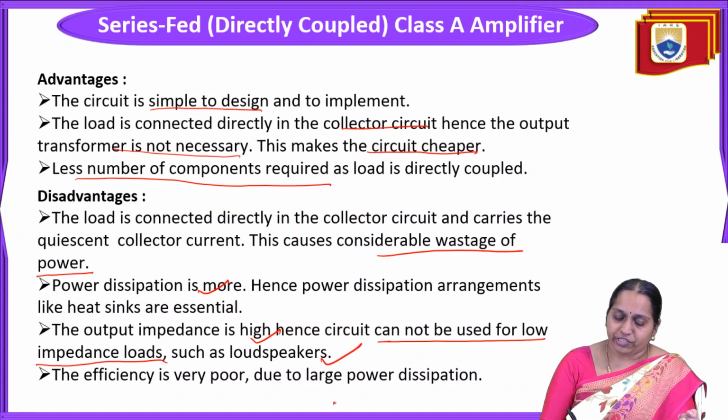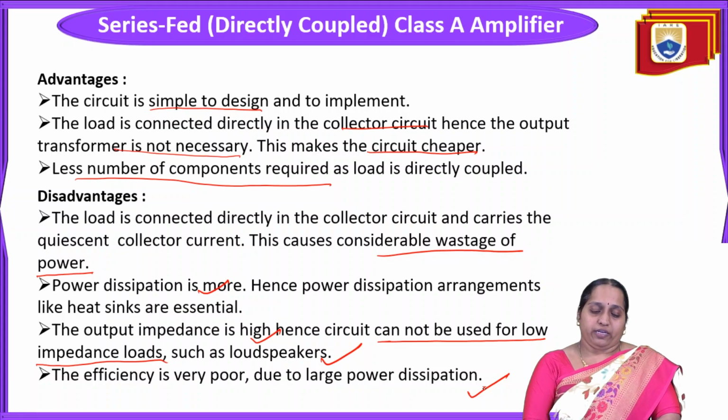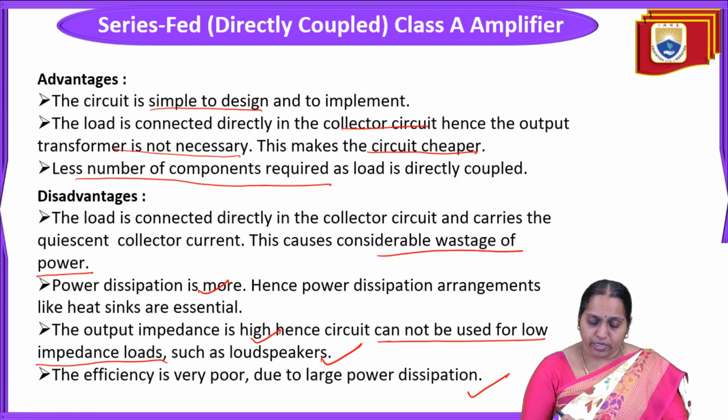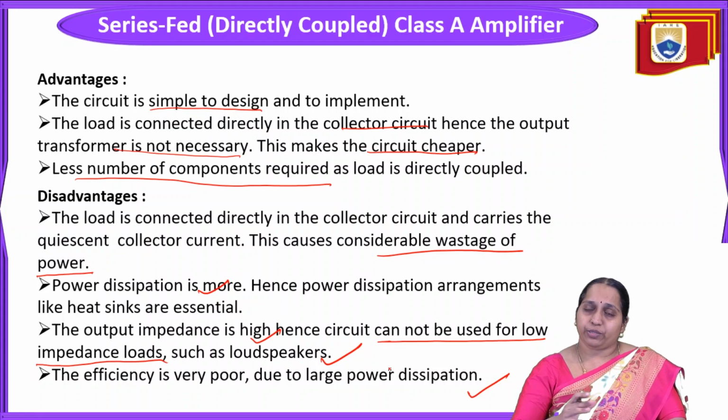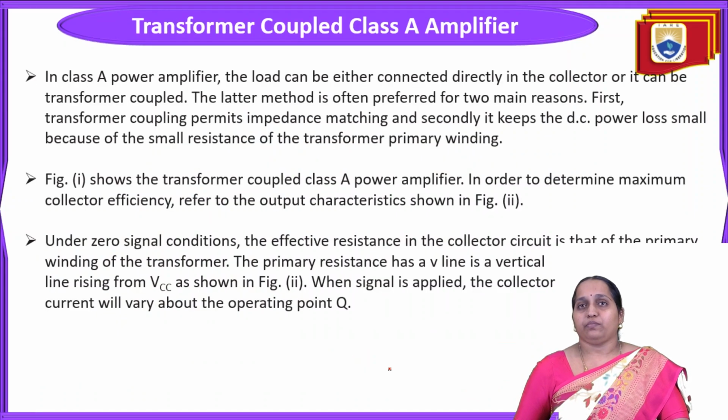The last one is that efficiency is very poor due to large power dissipation. As we discussed earlier, the efficiency of a class A power amplifier is too low. Compared to the remaining power amplifiers, the efficiency of a class A power amplifier is just 25% only. So next we shall discuss the transformer coupled class A amplifier.